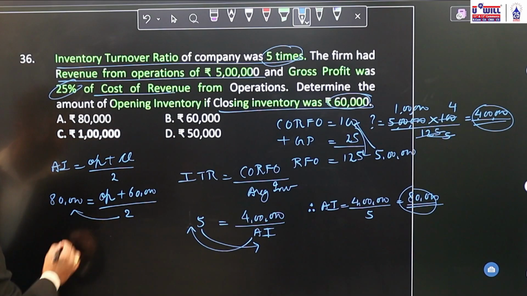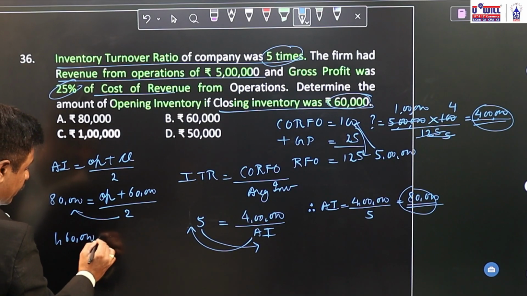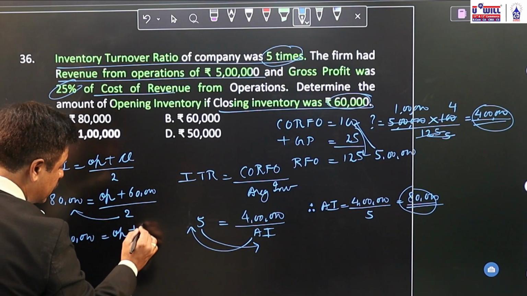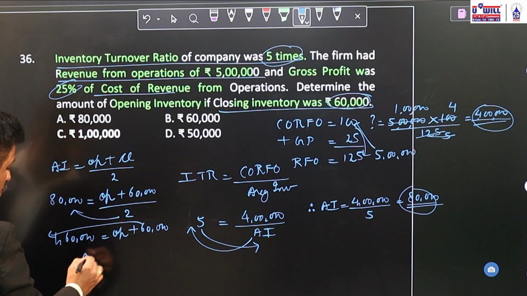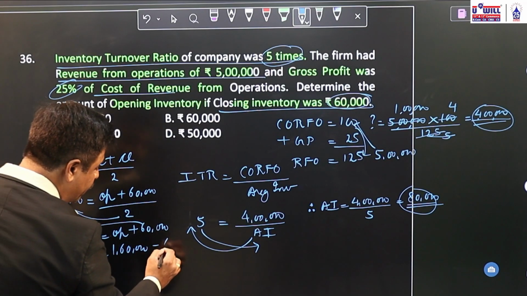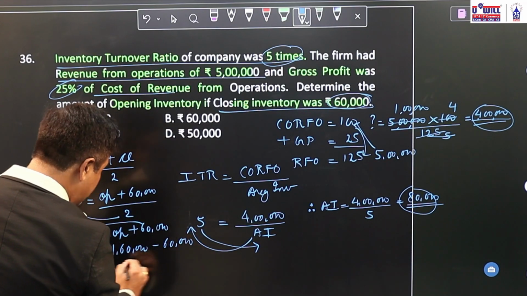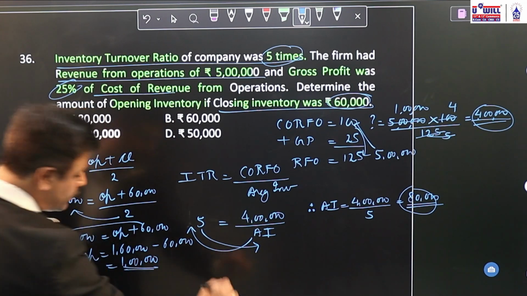2 will get multiplied. What is 80,000 into 2? 1,60,000. Opening plus 60. 60 on the left will become minus. So what is opening inventory? 1,60,000 minus 60,000, it is equal to 1 lakh.